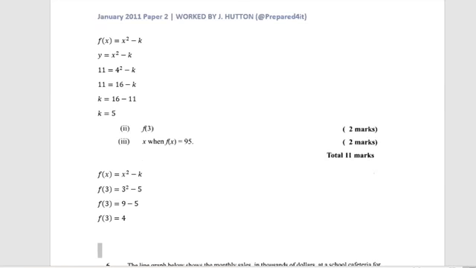So part 3. Part 3 now says we're calculating x when f of x, which is y, is equal to 95. So from our original formula, f of x is equal to x squared minus k, and they're telling us that f of x is 95. So we now need to solve for x.